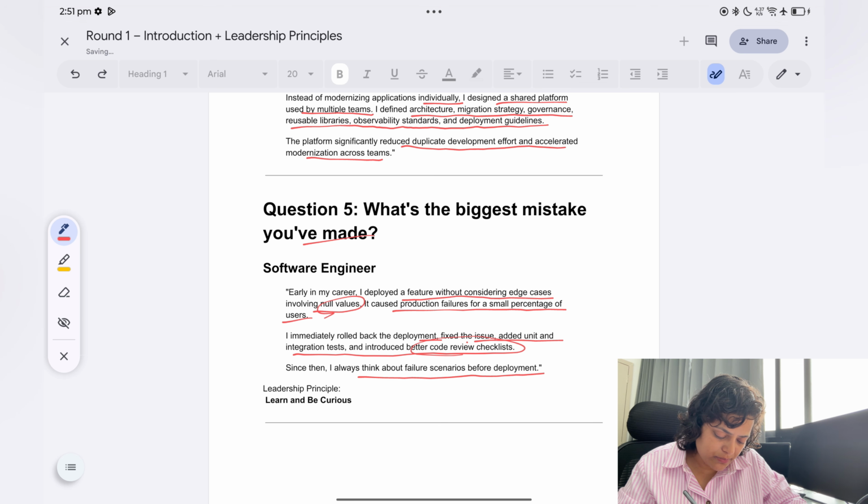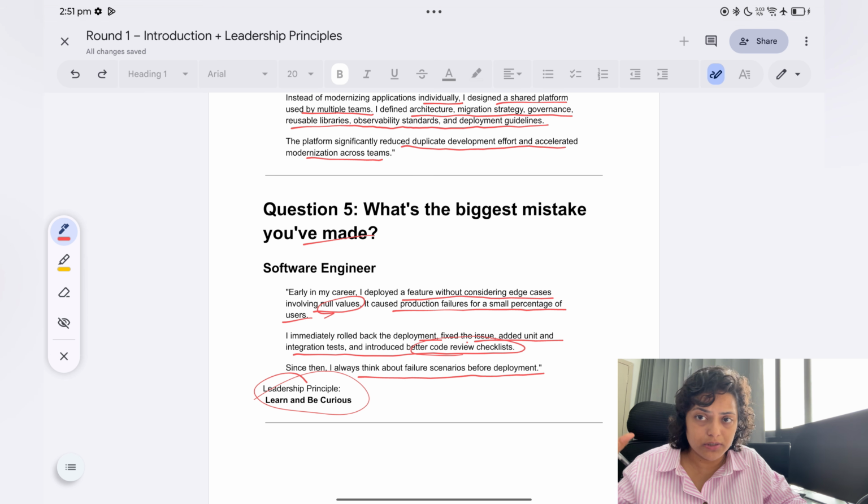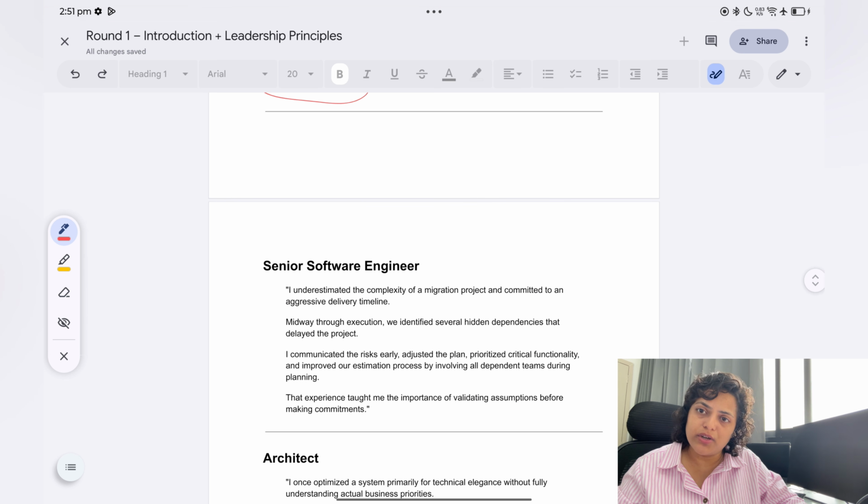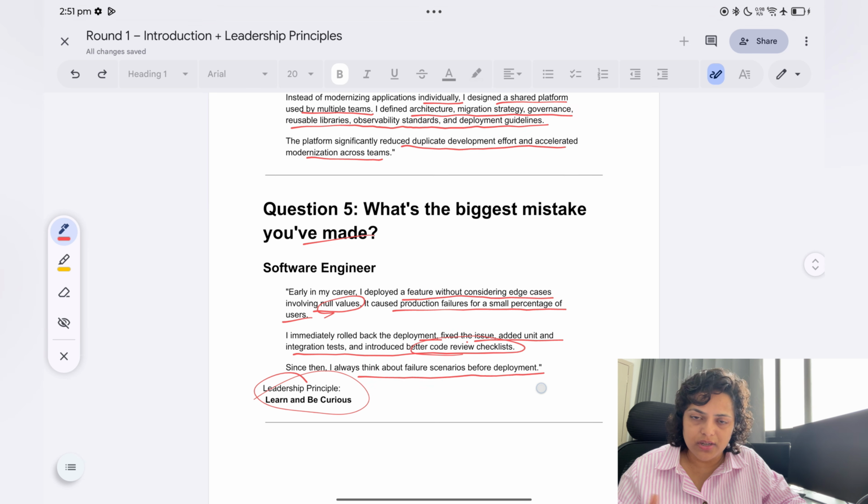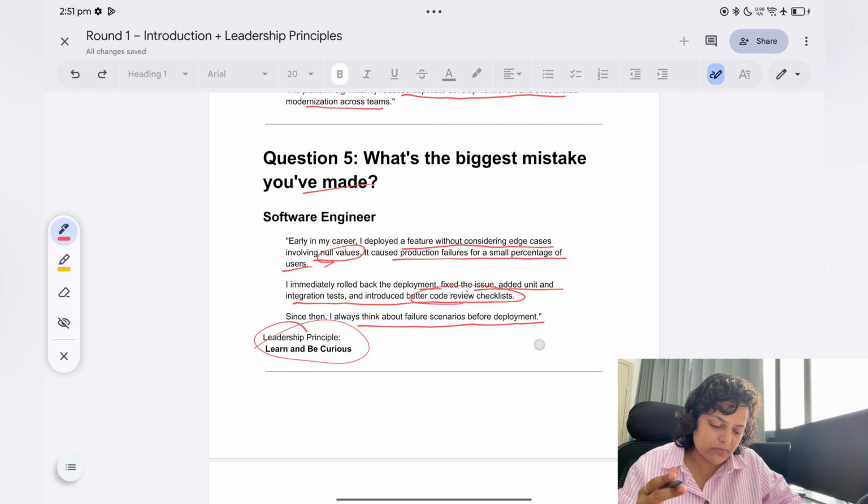Okay, so the leadership principle here is learn and be curious. This one is a leadership principle of Amazon. We will see at the end what all the leadership principles of Amazon are, okay, in this video only. Now, what will a senior software engineer answer for this question? What's the biggest mistake you have made?